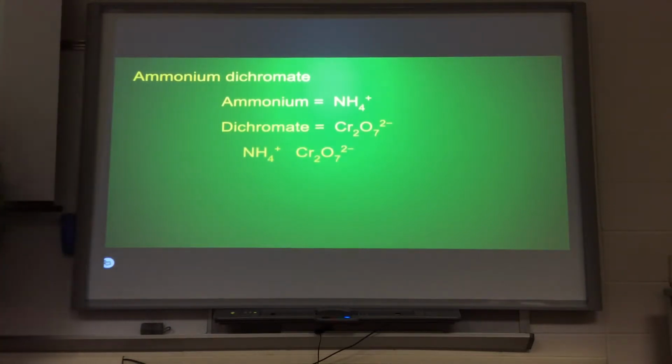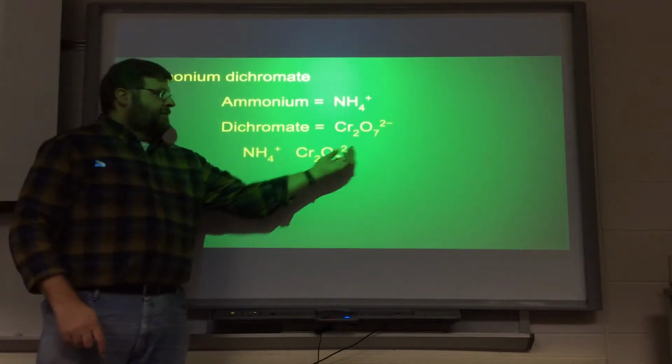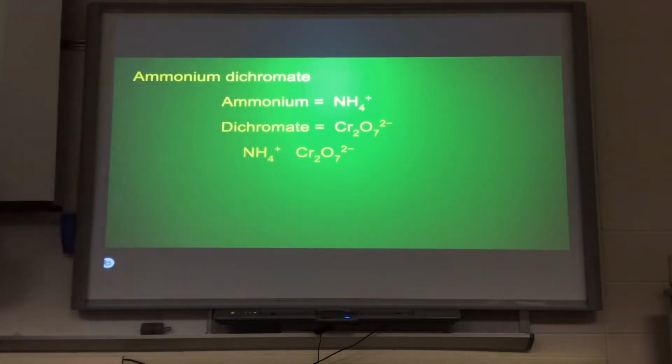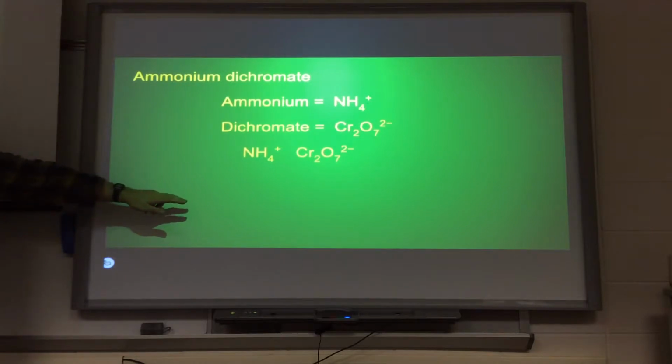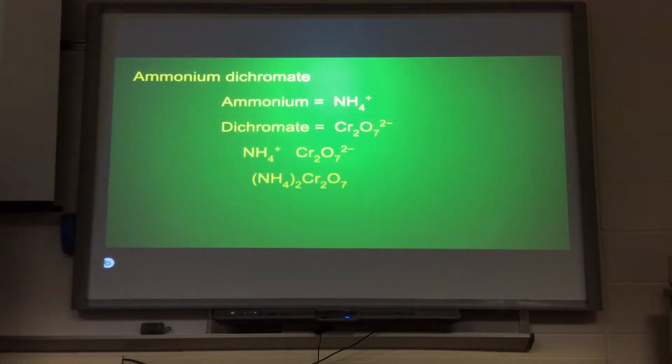So I'm going to put these 2 together. I'm going to cross my charges. Ammonium's got a plus. Dichromate's got that 2 minus. It tells me how many ammonium am I going to need. 2. I need 2 of them. And it's a polyatomic ion, so what does that mean? If I need 2 or more of a polyatomic ion, I need parentheses. And then I'll only need 1 dichromate. So I put my parentheses around my ammonium because I need 2. No parentheses around that dichromate because I only need 1.